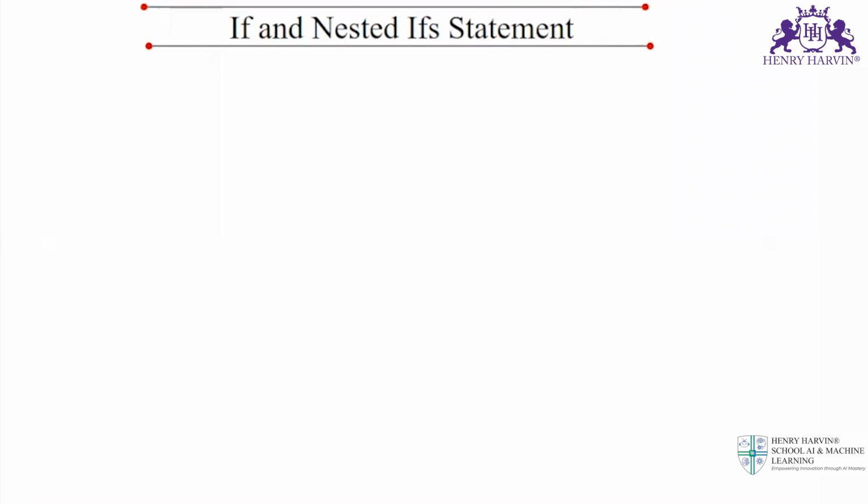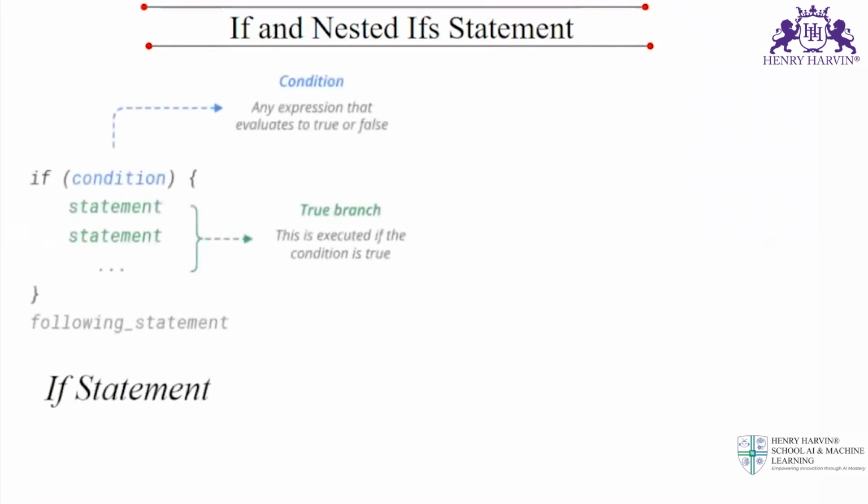Let's understand them one by one. The first one is the if statement. The if statement is used when we have to evaluate a condition, whether it is true or false. If the condition that we want is true, then the statements written in the curly brackets will execute themselves.